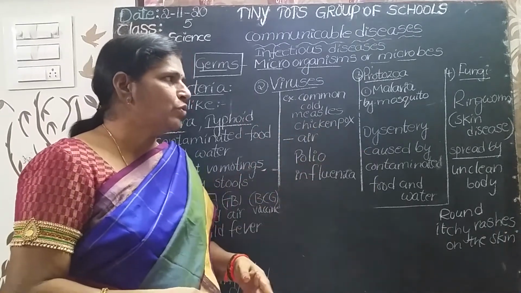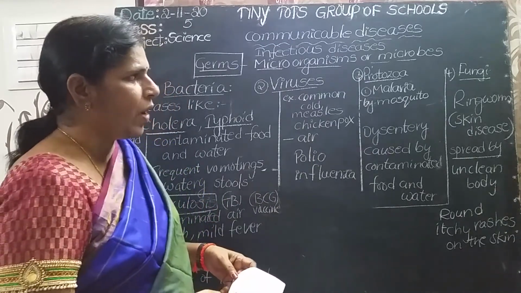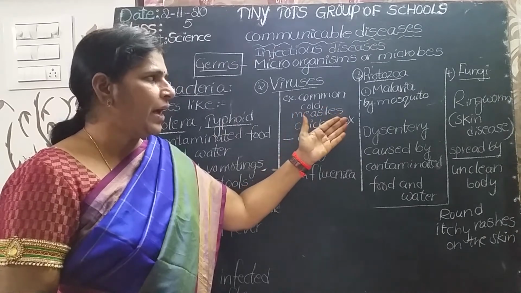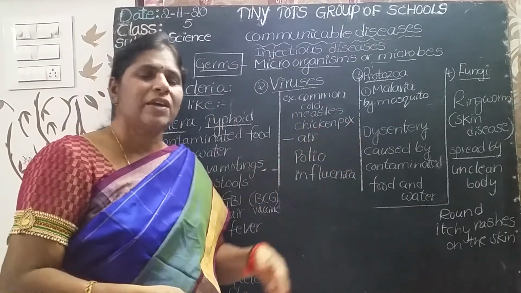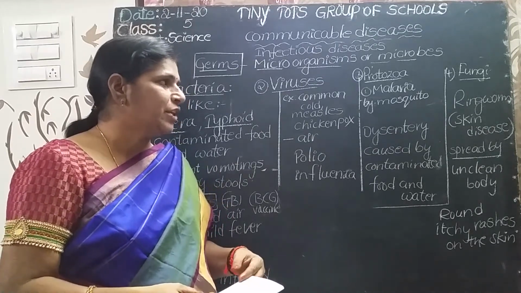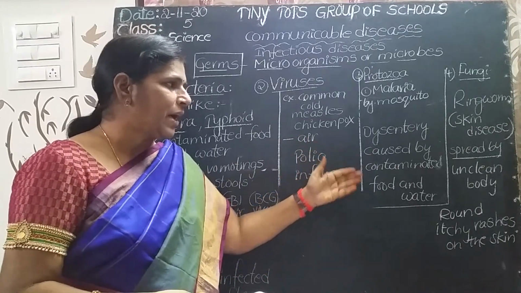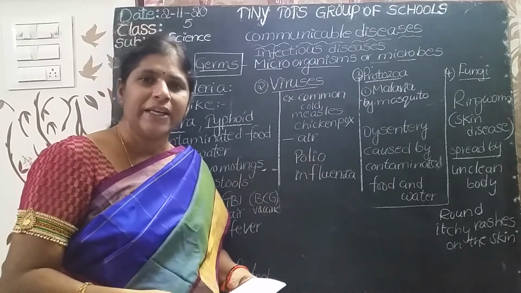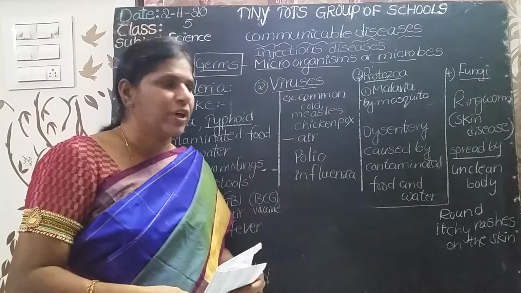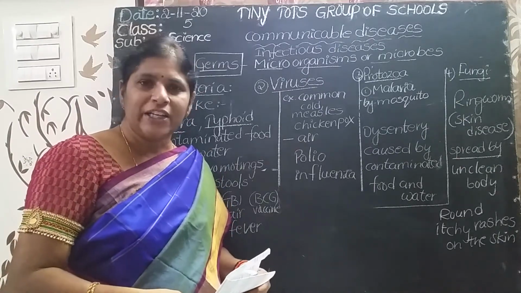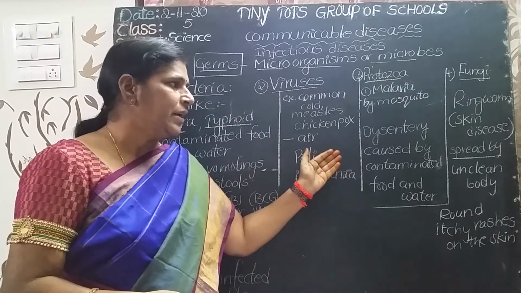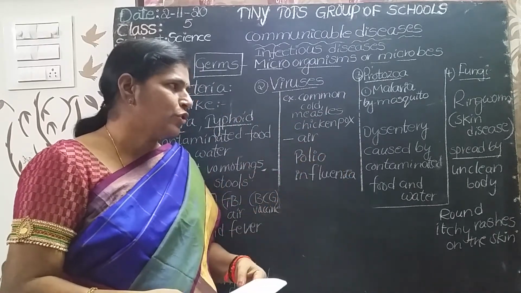And protozoa. This is also one of the microorganisms. Protozoa cause diseases like malaria and dysentery. Malaria is spread by mosquitoes, and dysentery is caused by contaminated food and water. Dysentery means amoebic dysentery, loose motions, a number of watery stools. So malaria and dysentery are caused by protozoa.